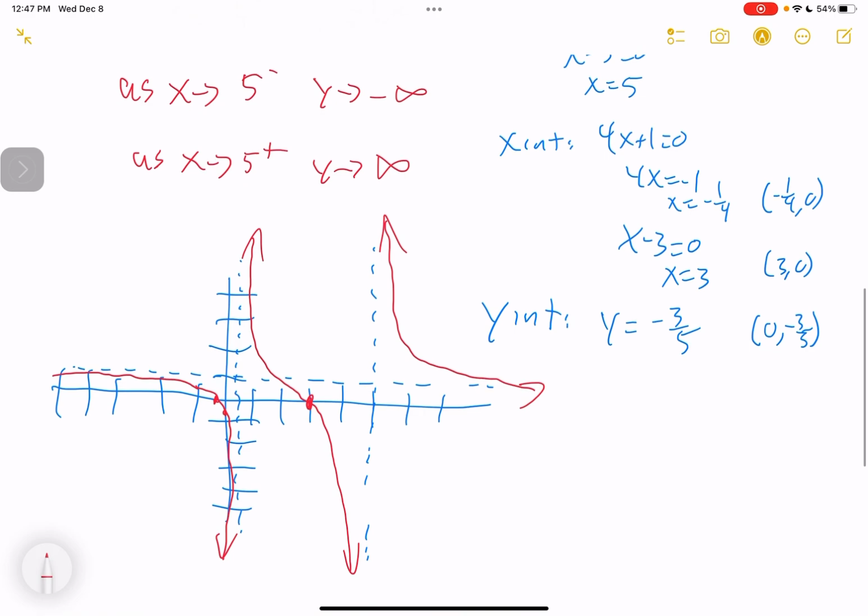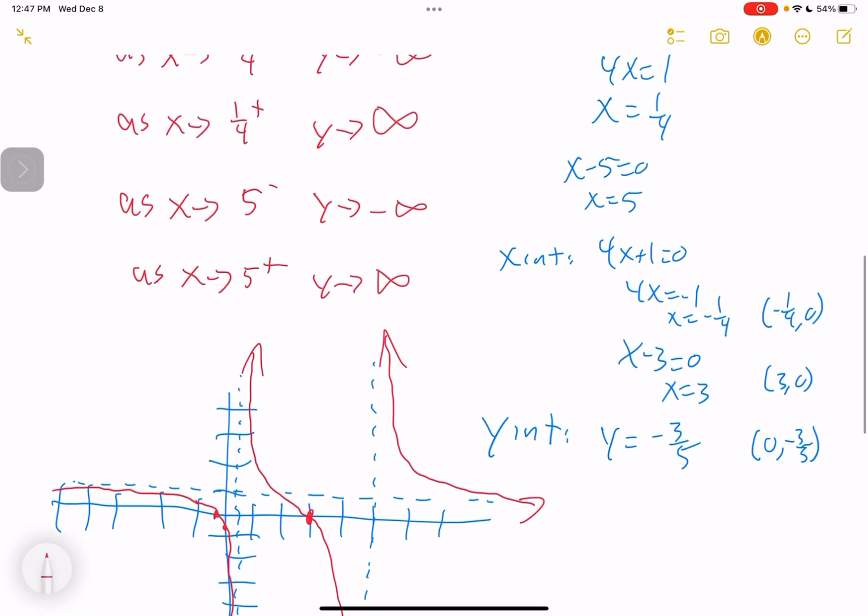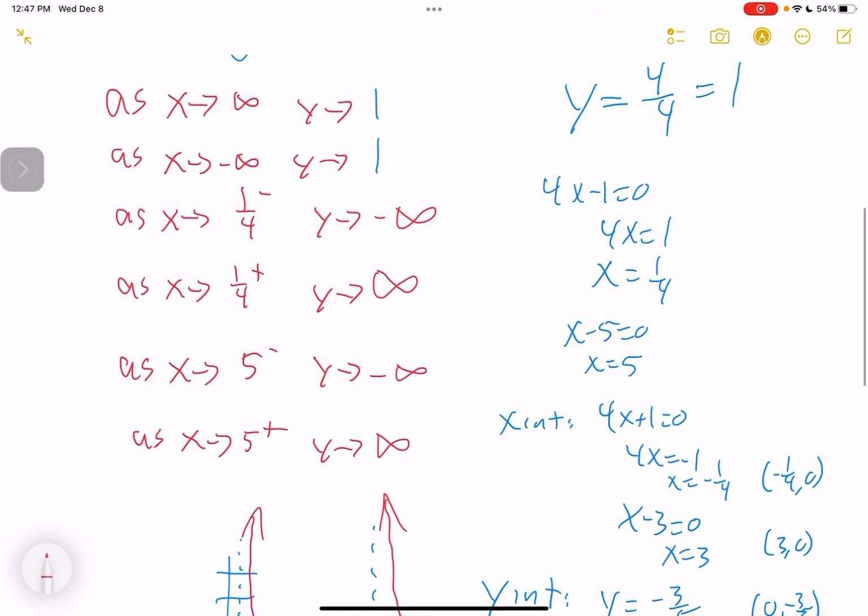And that's the graph. Now you can always use decimals to see a good visualization of the graph. I'm not sure that it shows asymptotes though, so it could be good to understand why they're asymptotes and where they're asymptotes. Okay, good luck.